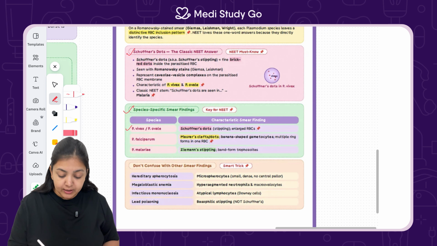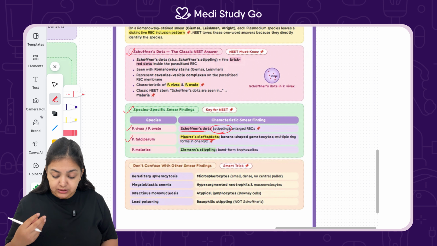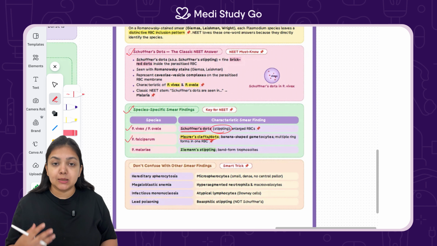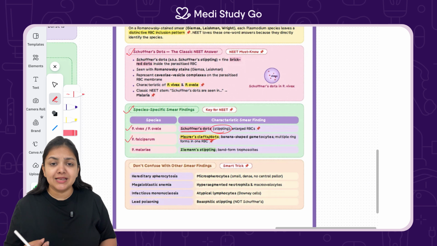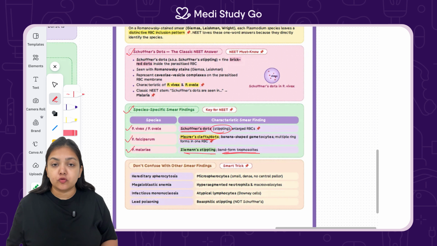For example, in Plasmodium vivax and ovale, the findings are almost similar. So Schuffner's dots are going to be present, which is stippling in the cells. And Plasmodium falciparum shows Maurer's clefts or dots. So you need to know these 2-3 types of dots or stippling, because this can easily come as an MCQ question. And lastly, in Plasmodium malariae, there is Ziemann's stippling, which is band form of trophozoites. If you know these pointers, it will become very easy for you to solve questions which are going to be directly asked in the exam.